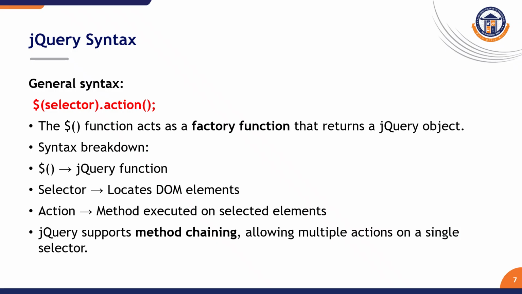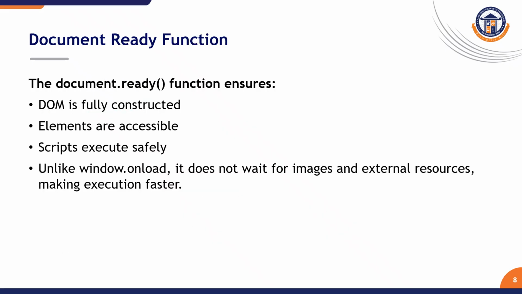jQuery syntax. General syntax for jQuery: dollar symbol followed by the selector, dot, action function. The dollar function acts as a factory function that returns a jQuery object. Syntax breakdown: dollar function is the jQuery function. Selector locates DOM elements. Action is a method executed on the selected elements. jQuery supports method chaining, allowing multiple actions on a single selector.